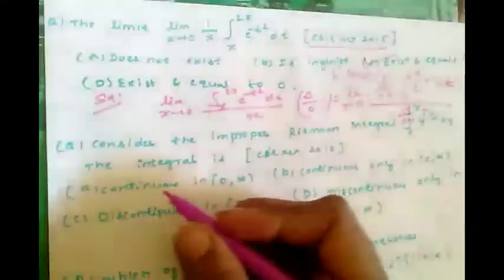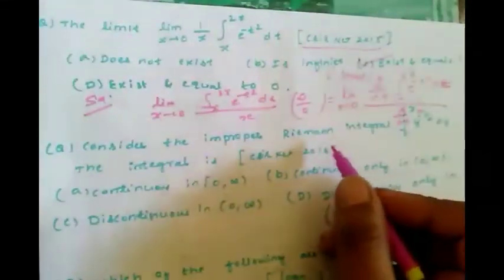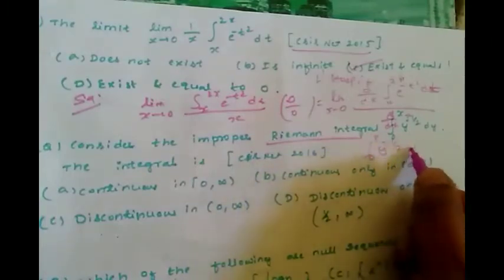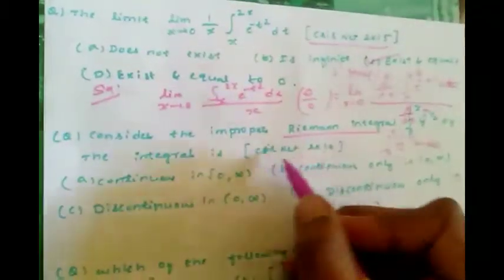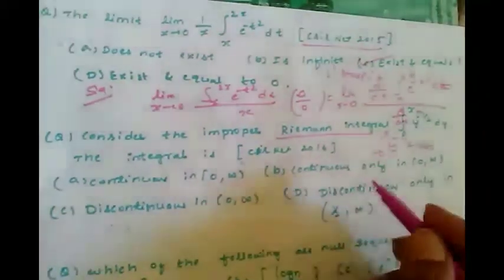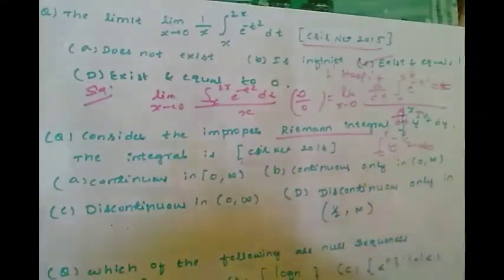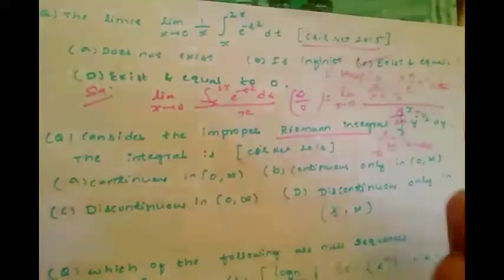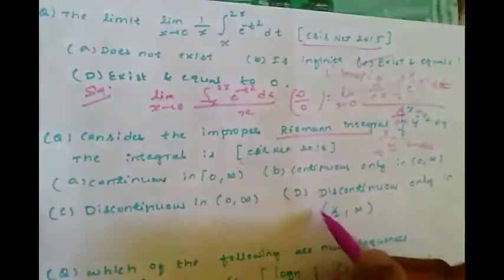Okay, we move on to the next problem. Consider the improper Riemann integral, the integral from 0 to x of y power of minus 1 by 2 dy. This problem was asked in CSIR NET 2016. Option A is continuous in closed 0 to infinity, option B is continuous only in open 0 to infinity, option C is discontinuous in open 0 to infinity, and option D is discontinuous only in open 1 by 2 comma infinity. Now we have to find the value of this integral.